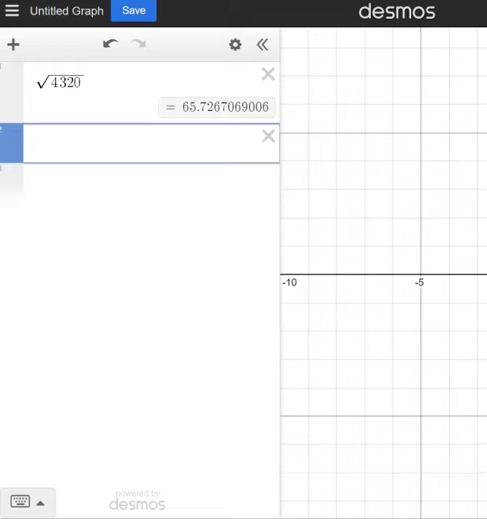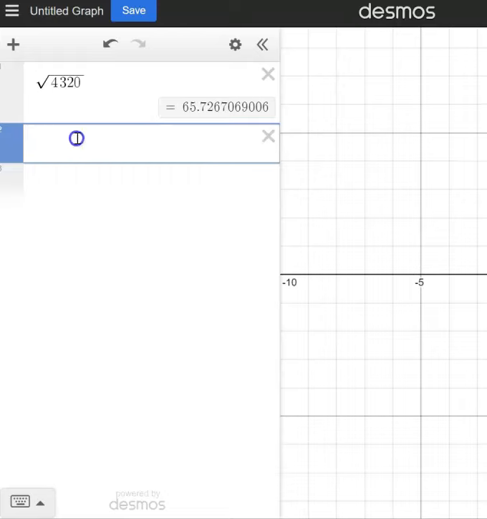So for the number talk, the students will be given the square root of 4,320, and they will be asked to come up with different ways to simplify. So I'm going to show you a couple of different ways you might simplify.